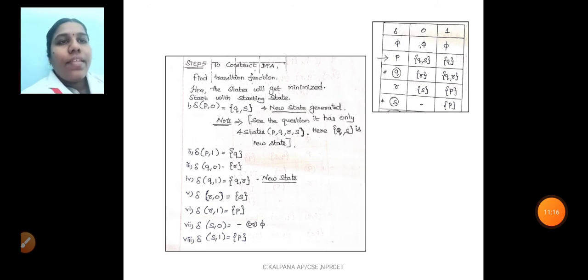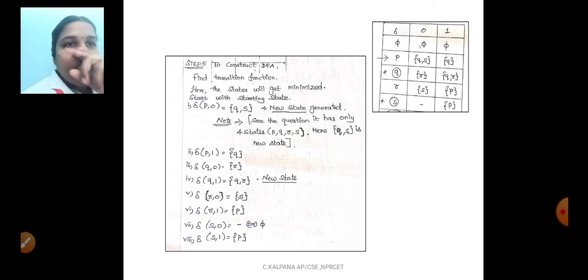Here we have to mention another point, the new state. Here for the input p comma 0 we get the new answer q comma s, so I mention new state here. Because in this question we have only 4 states, that is p, q, r, s, we consider q comma s as a new state. And then go for the input p comma 1. What is the answer? Q. It is already mentioned in the question, so it is an old state. Then delta of q comma 0, the answer is r, it is an old state. And delta of q comma 1, the answer is q comma r. So q comma r is not present in the question, so it is considered a new state.